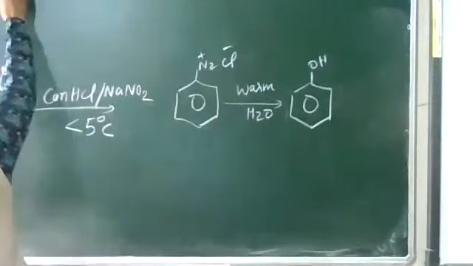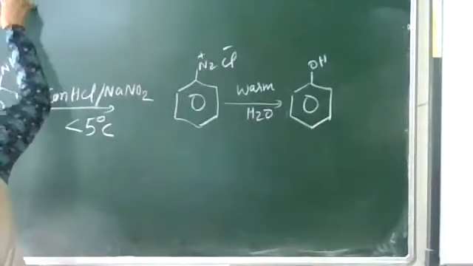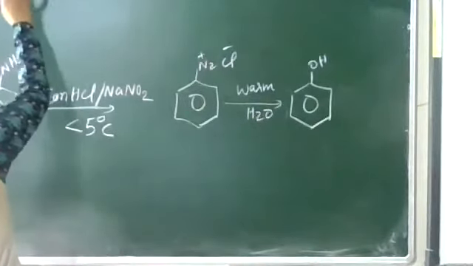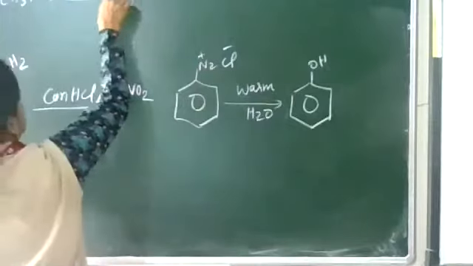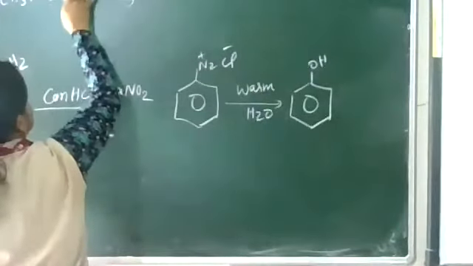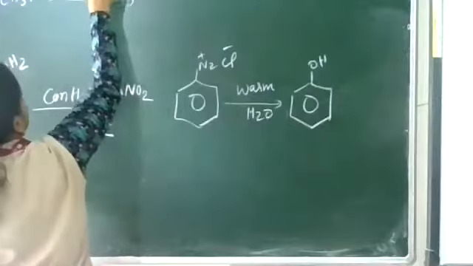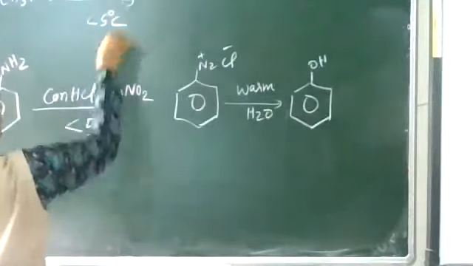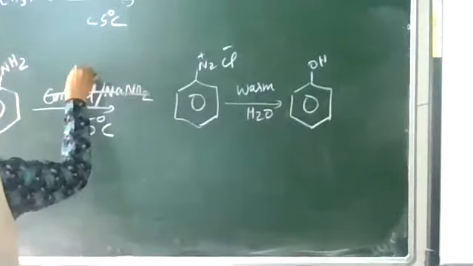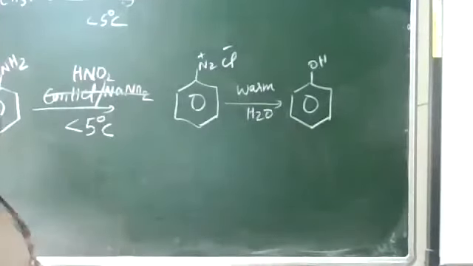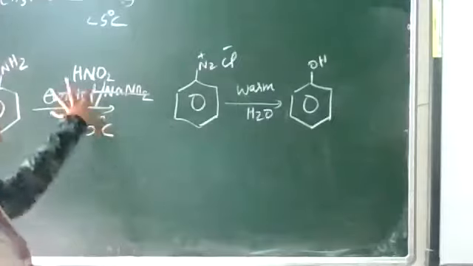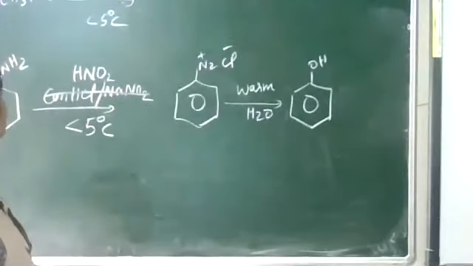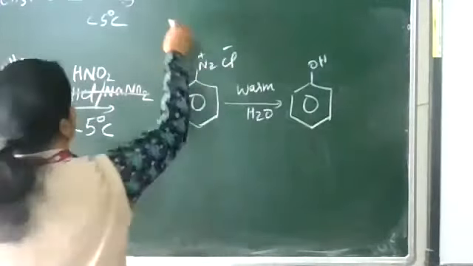Alkyl diazonium chloride, that is CH3NH2, in a similar manner, with concentrated HCl and HNO2 below 5 degrees Celsius. Nitrous acid is the output of this mixture. So what will you be getting?